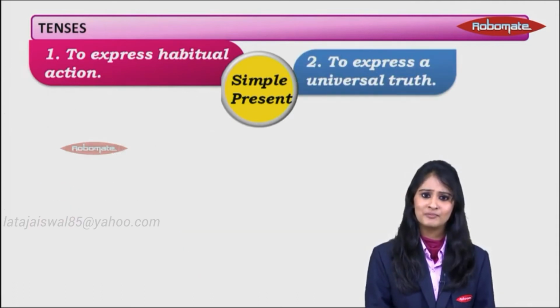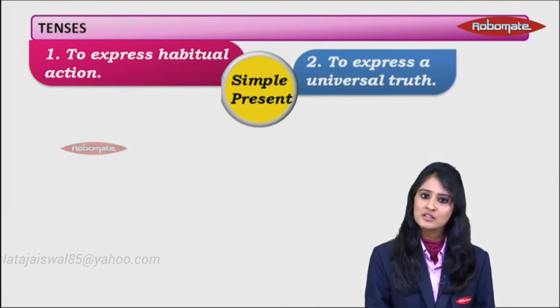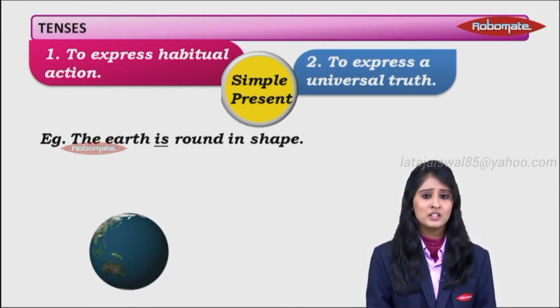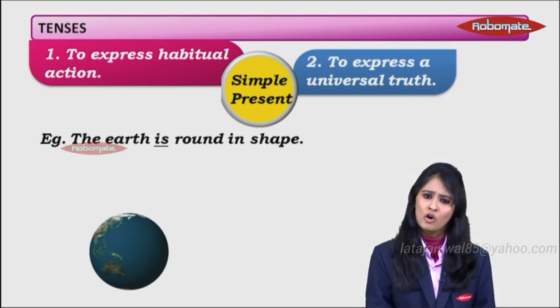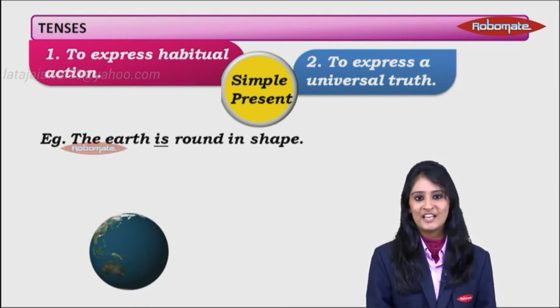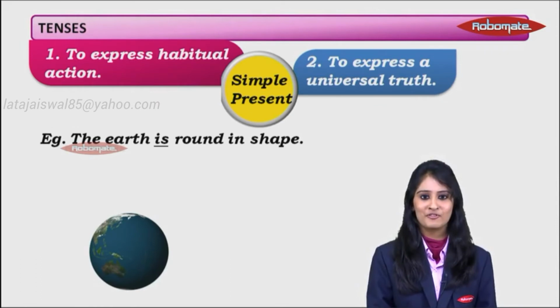Let's see the next one. To express a universal truth. For example, the earth is round in shape. Of course, will you say the earth was round in shape? Or will you say the earth will be round in shape? Never. You'll always say this in the present form. And that is why the simple present.